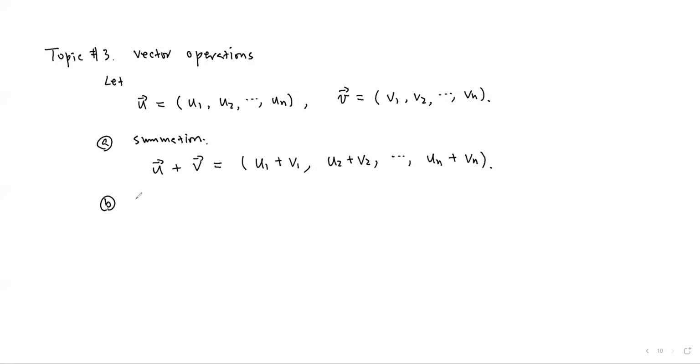B, subtraction. Vector u minus vector v, again, is a new vector. How to get the new vector? Subtract the corresponding entries. Entry 1 minus entry 1, entry 2 minus entry 2, and so on. Entry n minus entry n. Operation number 2, subtraction.